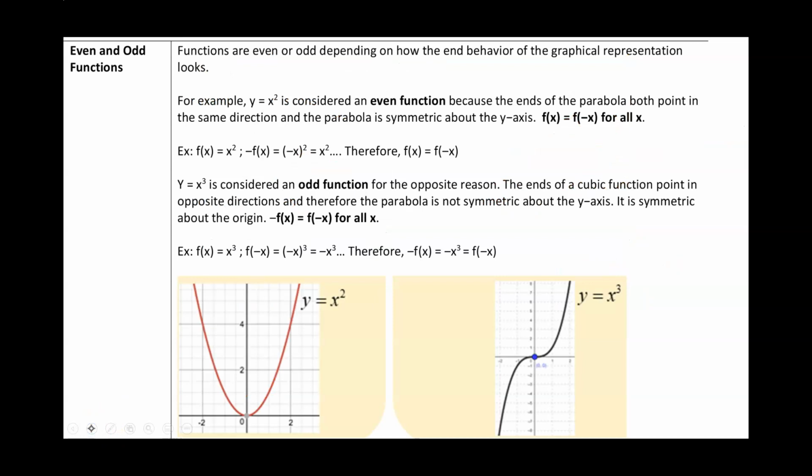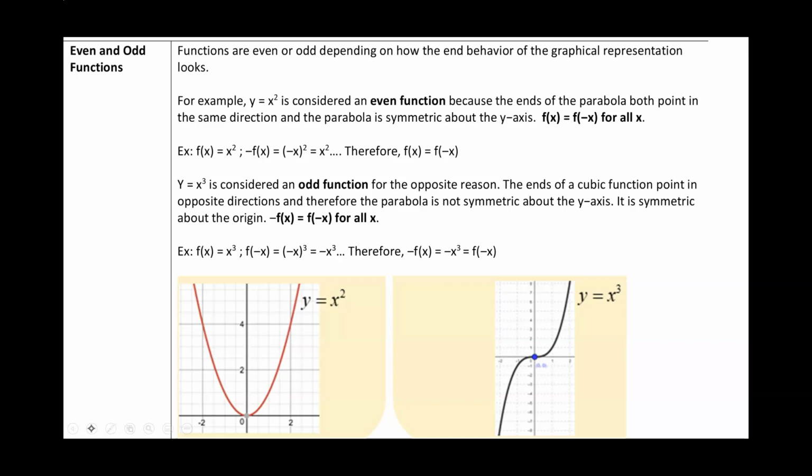Now, functions are even or odd depending on how their end behavior of the graphical representation looks. For example, y equals x squared is considered an even function because the ends of the parabola both point in the same direction and the parabola is symmetric about the y-axis. So we have two requirements for a function to be even.